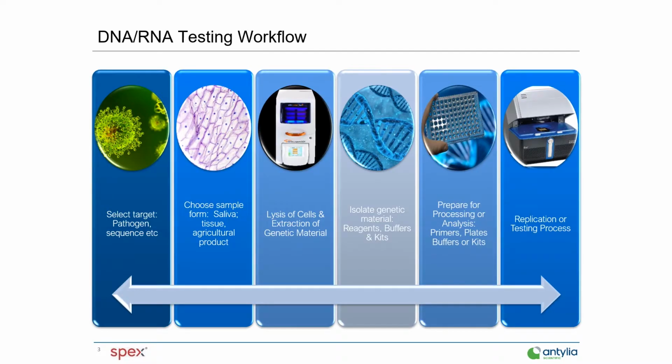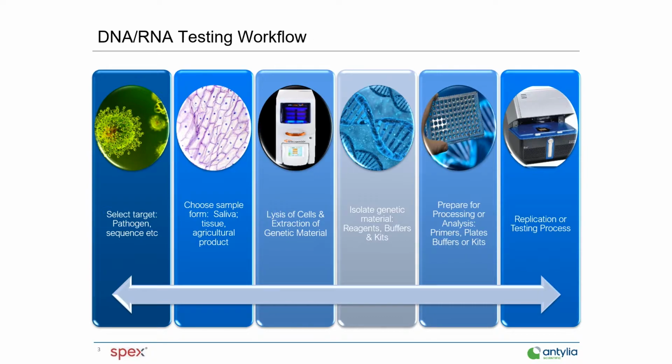A molecular biological workflow sort of looks like this. You select your target. What is your pathogen? Which sequence of DNA are you going to work with? You choose the type of sample. What is the form of the sample? Is it tissue? Is it an agricultural product? Is it saliva, blood, urine, or something like that?